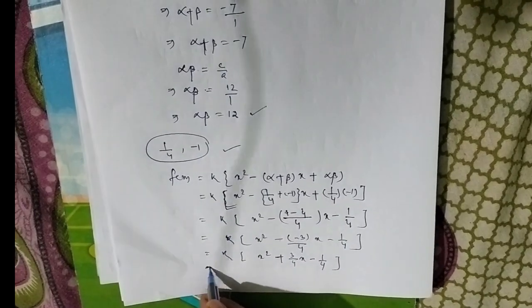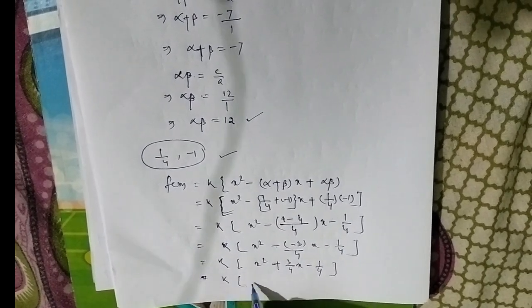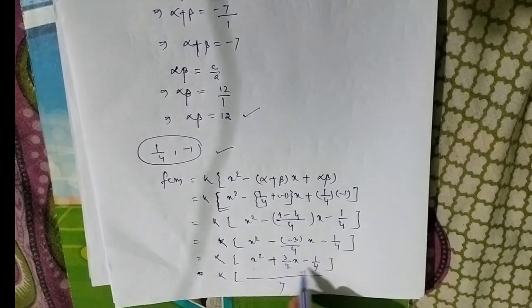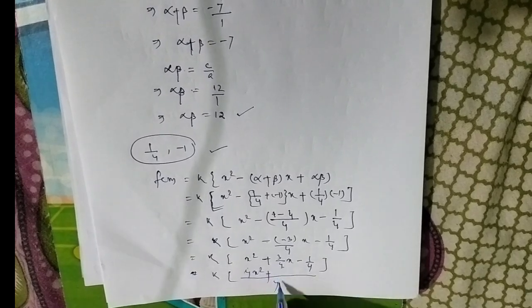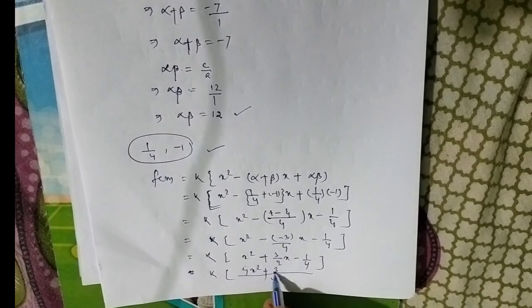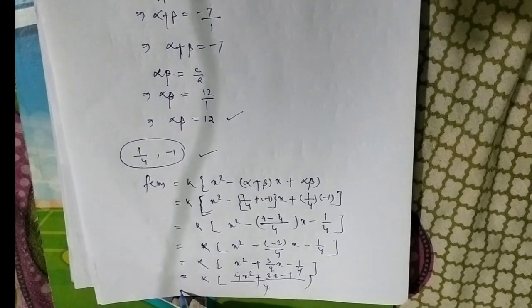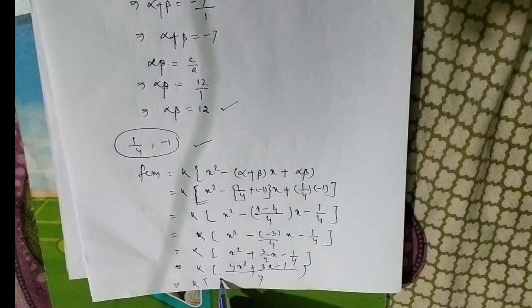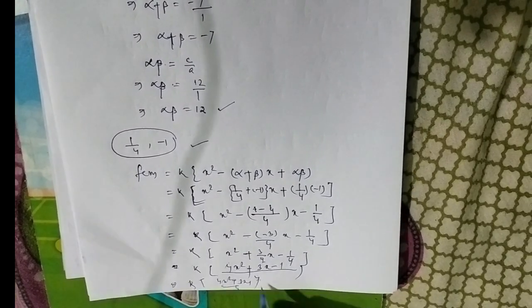So k into, LCM 4, 4x square plus 3x minus 1 by 4, where the 4 cancels. So f(x) is k into 4x square plus 3x minus 1 by 4.